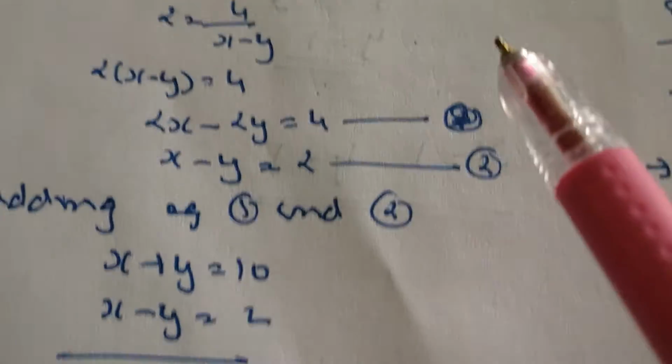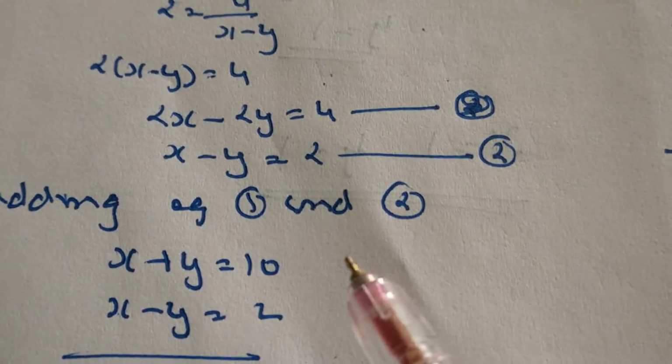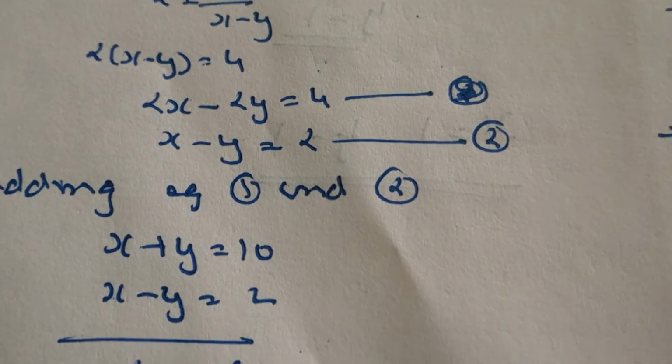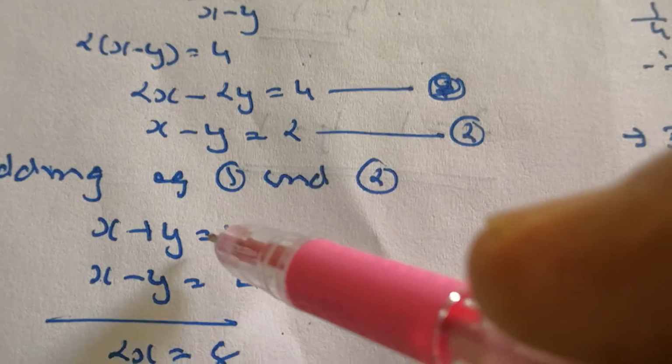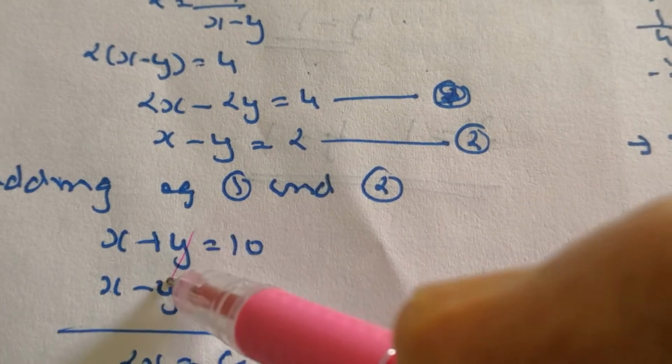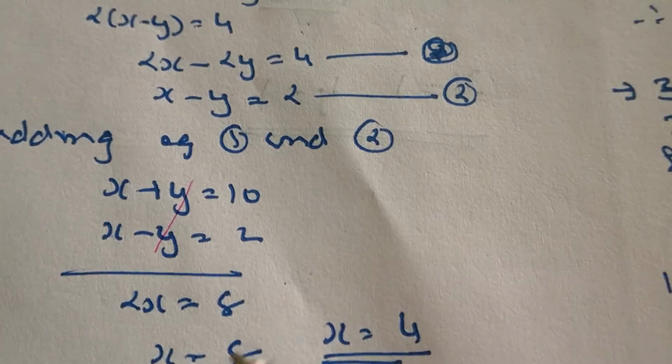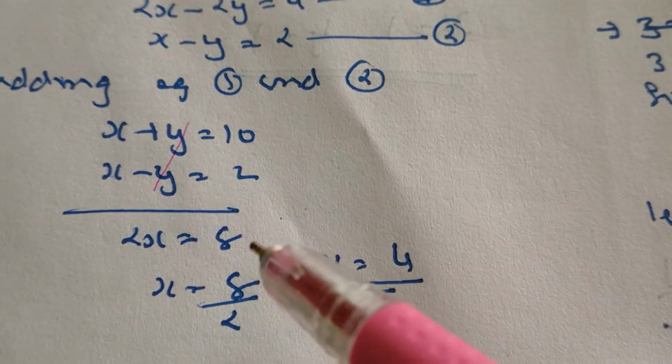Now adding equations 1 and 2. x plus y is equal to 10 and x minus y is equal to 2. So y gets cancelled. So it is 2x is equal to 8, x is equal to 8 upon 2. So x is equal to 4.